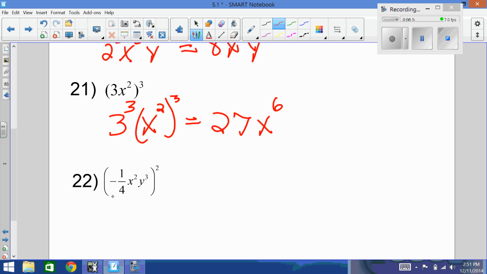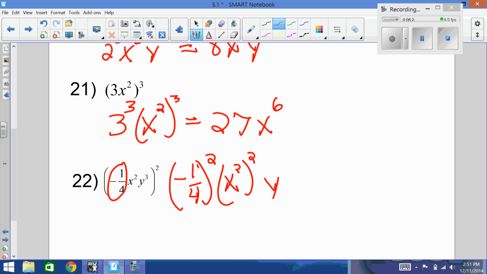Okay, 22. This whole thing is considered a base. So I got negative 1/4. All of this is being squared. I got x squared being squared, and I have y cubed being squared. So negative 1/4 squared means negative 1/4 times negative 1/4, which is positive 1/16. x, 2 times 2 is 4. y, 3 times 2 is 6.